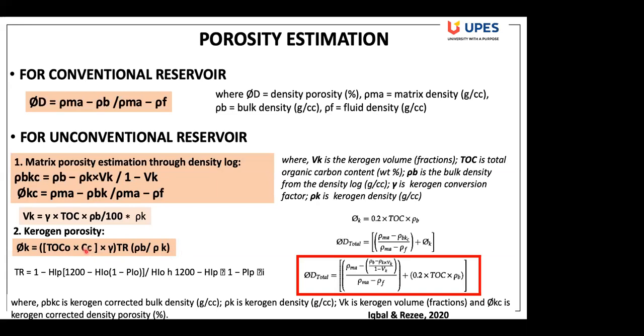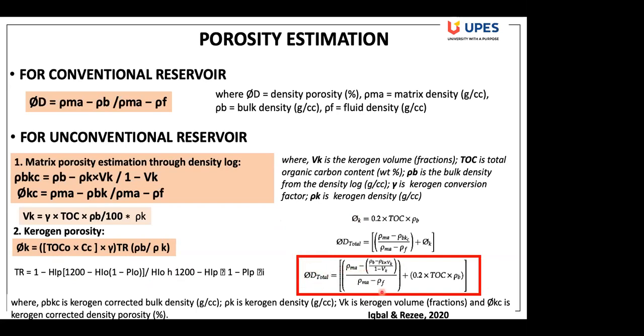Here this is the carbon conversion factor, and you have to calculate the transformation ratio TR. This is the equation, and here hydrogen index, this is present hydrogen index, and HIO, that is original hydrogen index. So you can find hydrogen index again from the lab data. So lab data is also important in this case. Hydrogen index, oxygen index, that you can find using rock eval pyrolysis. And combining all these parameters, you can calculate finally, this is the equation which is used for porosity estimation using log data in case of unconventional reservoir.